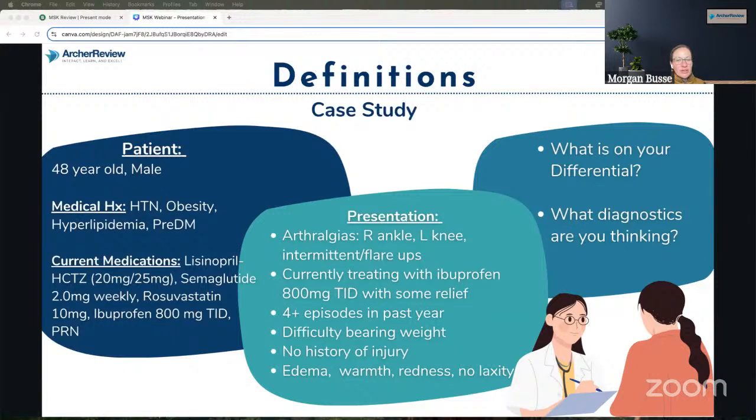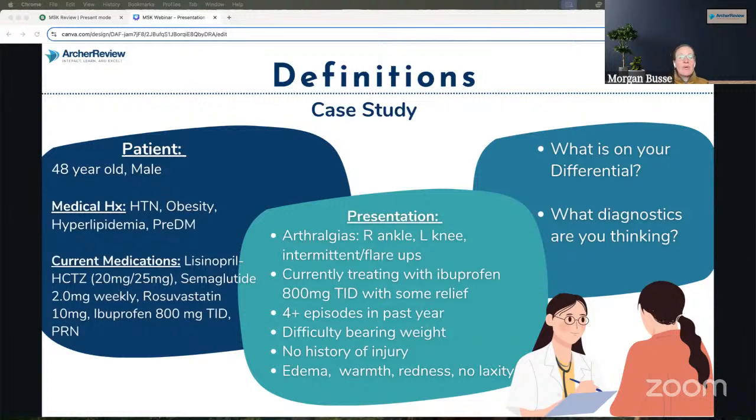Intermittent flare-ups, currently treating this with some ibuprofen, 800 milligrams probably 3 times a day with some relief. And then it goes away and then it comes back. He's had this maybe 4 times in the past year. He's a new patient coming into you, see if you can help him out. He's been going to urgent cares for this, but no real diagnosis. And he reports some difficulty bearing weight with it. Just kind of hurts pretty bad. No history of injury, trauma. And when you look at him, you see some edema, warmth, redness, no laxity. Let's say it's just in the ankle today.